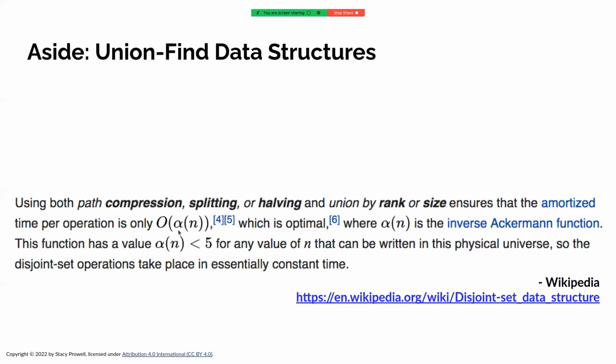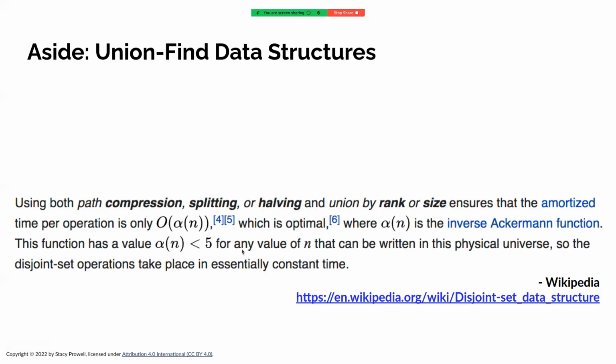And it has to do with something called the inverse Ackermann function. And I like this. This function, the inverse Ackermann function, has a value less than 5 for any n. So as the problem grows, as n grows, n's the size of the things we're talking about, this gets larger without any real bound, but it's less than 5 for any value of n that can be written in this physical universe. So the disjoint set operations take place in essentially constant time.